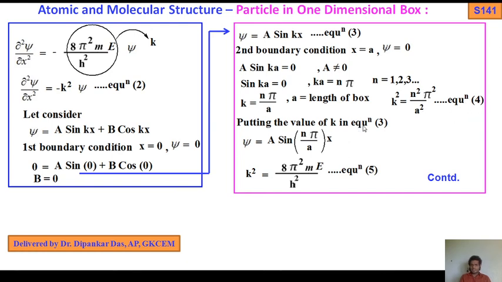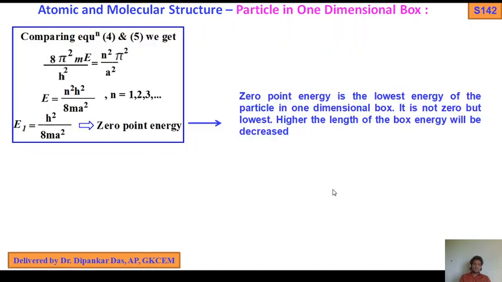Now putting the value of k in equation 3, we get the value of the wave function psi. We also get from the relation k square equals 8 pi square m E by h square, which is assigned as equation number 5. Now comparing equations 4 and 5, we get 8 pi square m E by h square equals n square pi square by a square. Now E equals n square h square by 8 m a square, because pi square cancels out. So E equals n square h square by 8 m a square, n equals 1, 2, 3. If you put the value of n equals 1, we get E1 equals h square by 8 m a square.